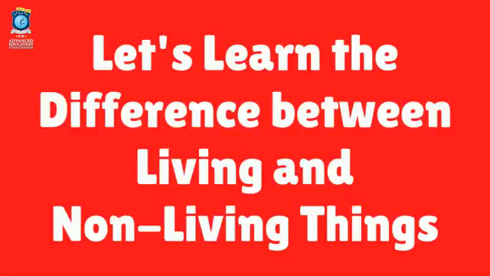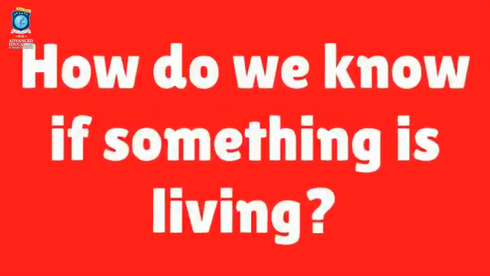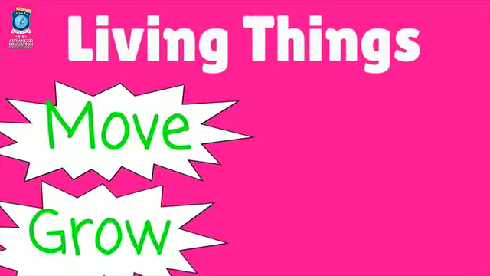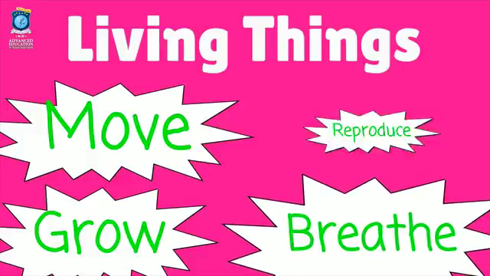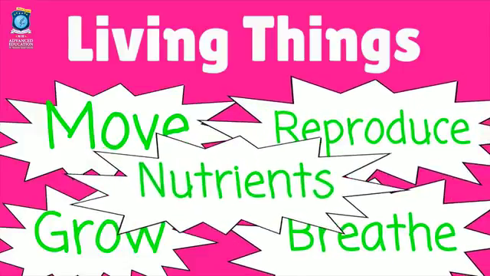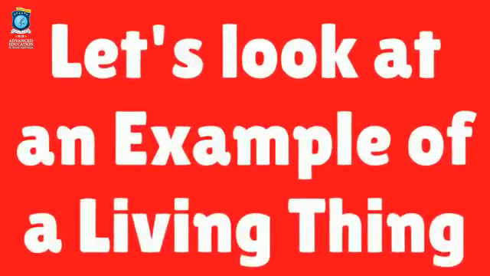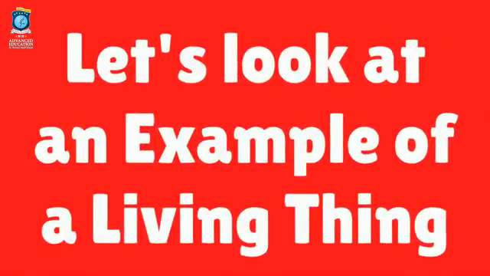Let's learn the difference between living and non-living things. How do we know if something is living? Living things can move, grow, breathe, reproduce, and require nutrients like food and water. Let's look at an example of a living thing.